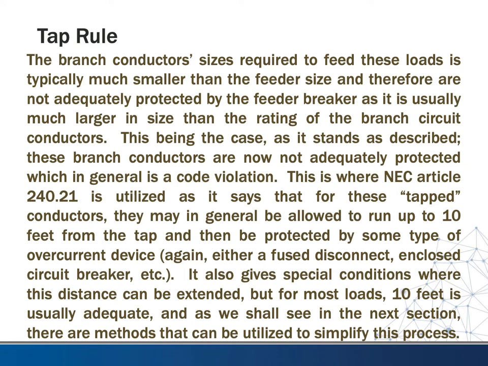The branch conductor sizes required to feed these loads are typically much smaller than the feeder size and therefore are not adequately protected by the feeder breaker, as it is usually much larger than the rating of the branch circuit conductors. This being the case, as described, these branch conductors are now not adequately protected, which in general is a code violation. This is where NEC Article 240.21 is utilized, as it says that these tapped conductors may in general be allowed to run up to 10 feet from the tap and then be protected by some type of overcurrent device. Again, this could be a fuse disconnect, an enclosed circuit breaker, etc. It also gives special conditions where this distance can be extended, but for most loads, 10 feet is usually adequate. And as we shall see in the next section, there are methods that can be utilized to simplify this process.